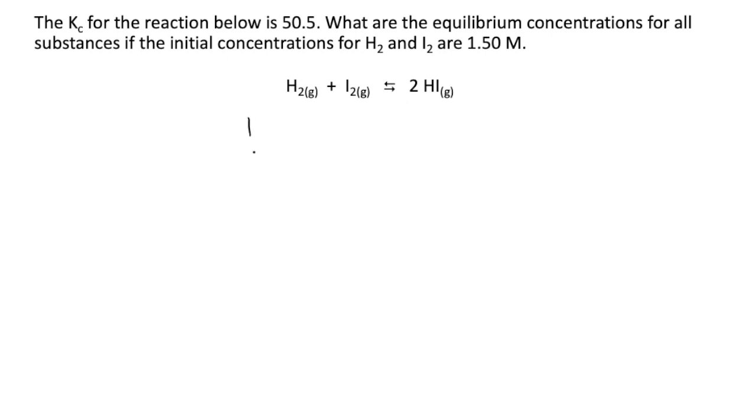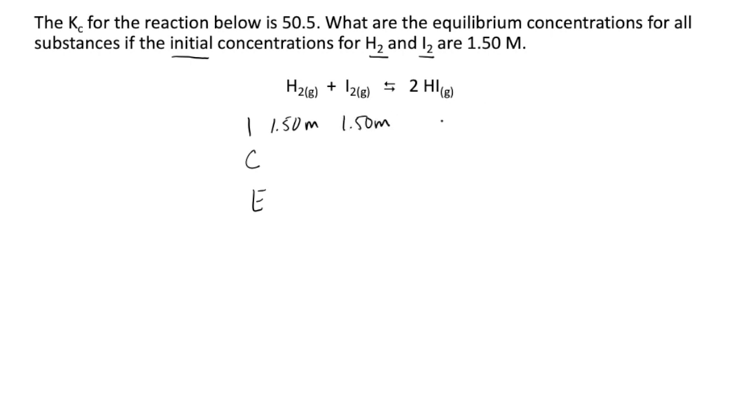Using ICE, I means the initial concentration, C any change in concentration, and E the concentrations at equilibrium. We want to fill out as many values as we can, and then it will help us to calculate anything remaining. So in this problem, we have the initial concentrations for H2 and I2, which we'll write next to initial concentrations, which is 1.50 molar for each.